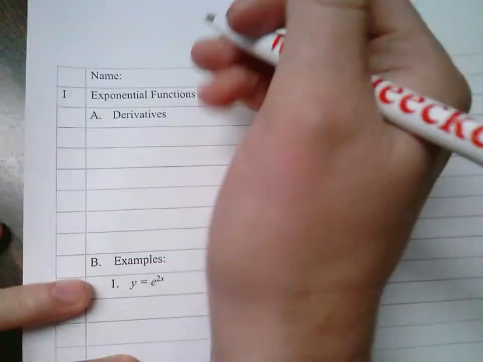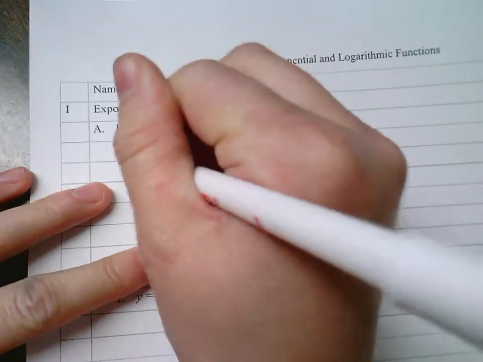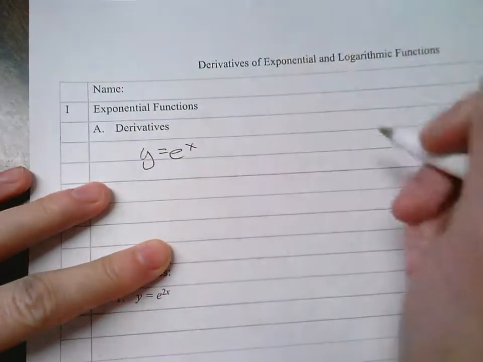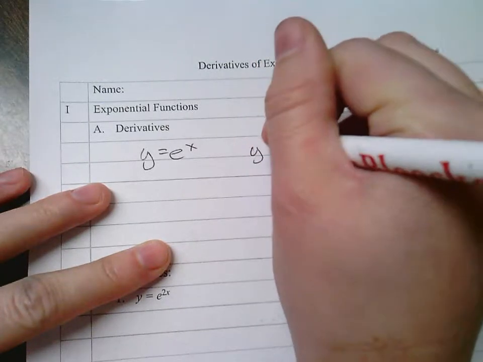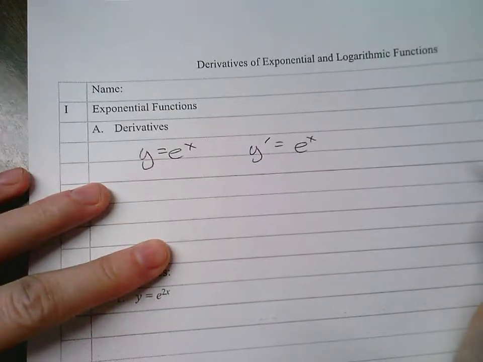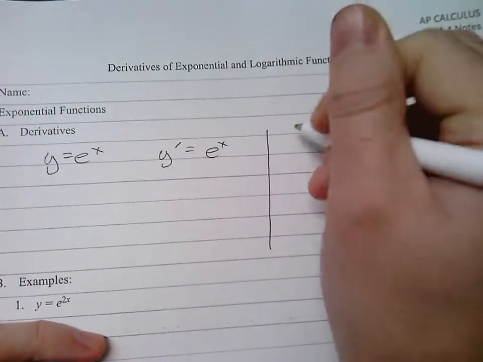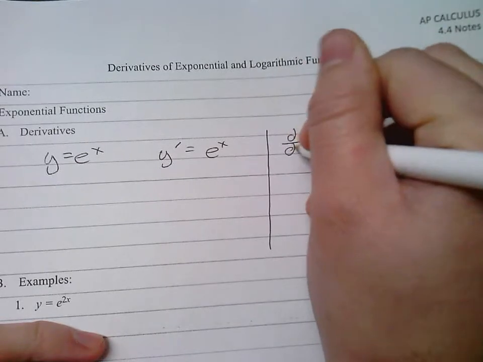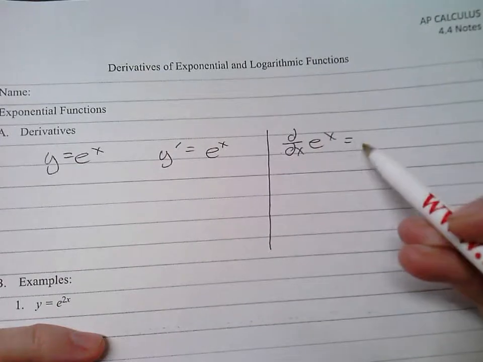So we have y equals e to the x. Okay, the derivative of e to the x is just e to the x. The other way of saying this is if you see d over dx of e to the x, the derivative of e to the x is e to the x.